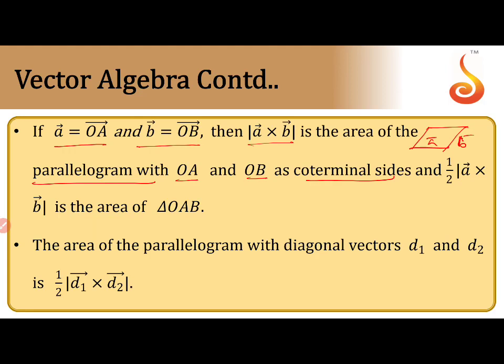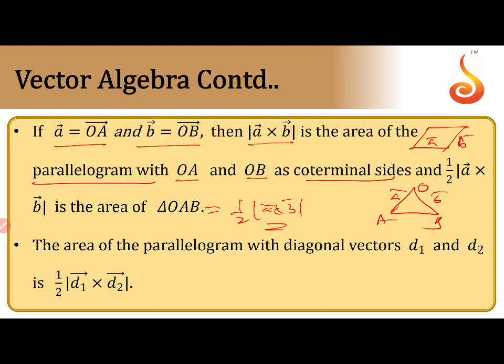And the area of triangle OAB, with two sides given. Area of triangle OAB is half into A cross B. Area of triangle OAB is half into modulus A cross B. That is the formula for the area of a triangle.